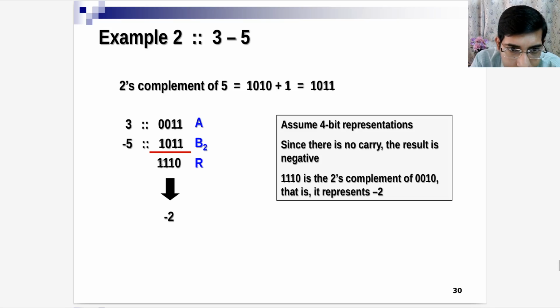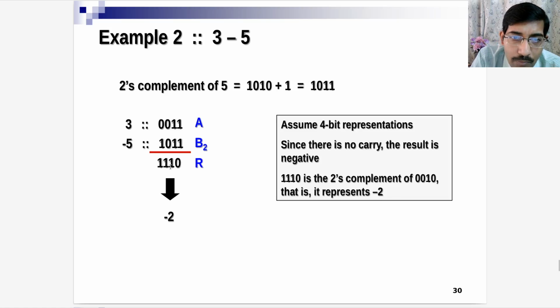The result is negative mostly because the MSB is 1. It may so happen there is no carry, but the result is positive because you add 1 plus 1, so there is no carry. But in subtraction, the MSB is 1, so this 1110 becomes the 2's complement form of the number.